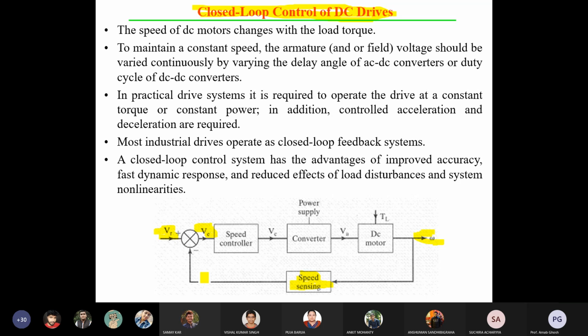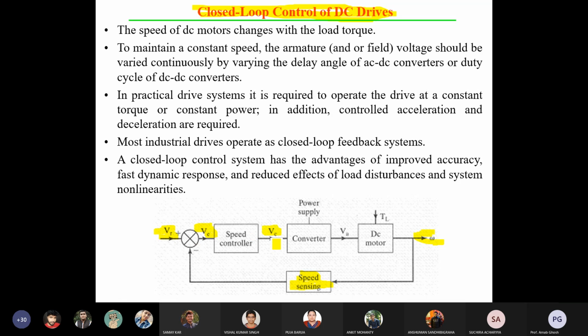So now the controller tries to compensate that problem, to compensate the error. If it is able to compensate the error, then you will get some control voltage, that is called VC. This first one is your VE. Now we are getting VC, the control voltage.